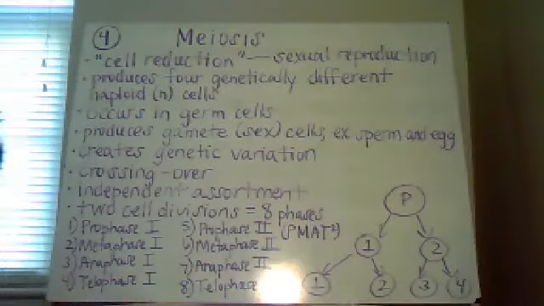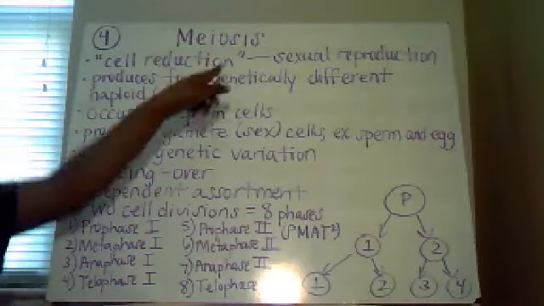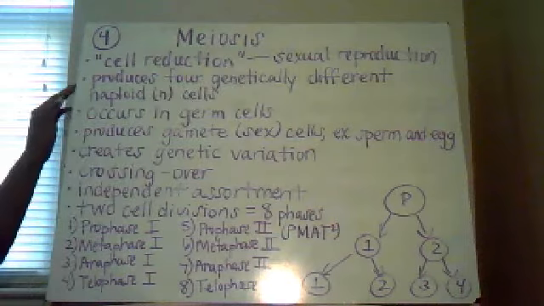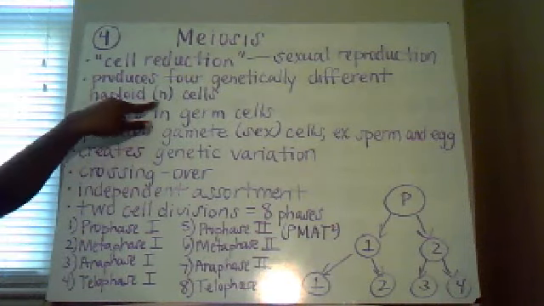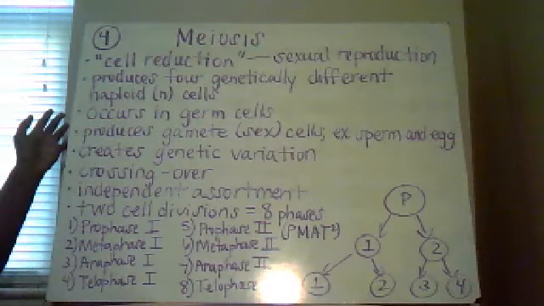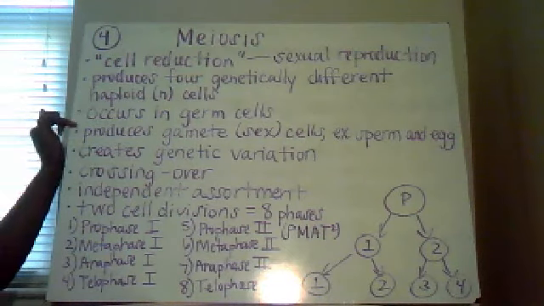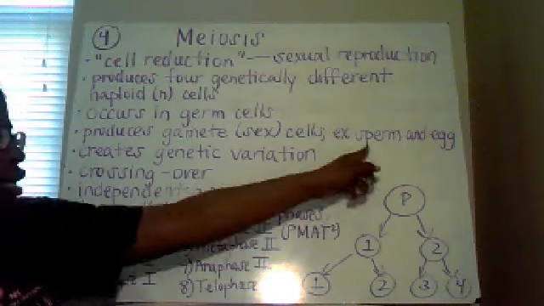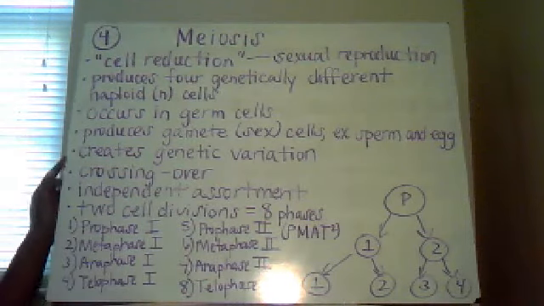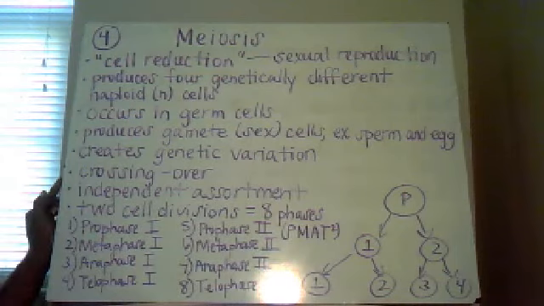Then we have meiosis. This is known as cell reduction. It's sexual reproduction. It produces 4 genetically different haploid cells, and notice that the haploid here is just n, which is half of diploid, which is 2n. It occurs in germ cells. It produces gametes or sex cells. The examples are sperm and egg. It creates genetic variation. It has crossing over and independent assortment.